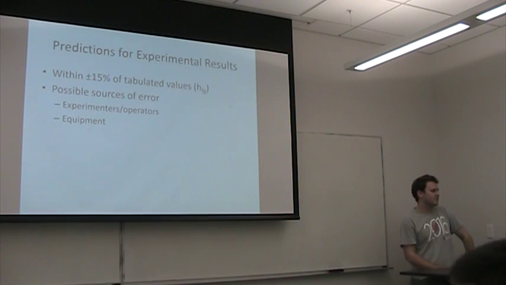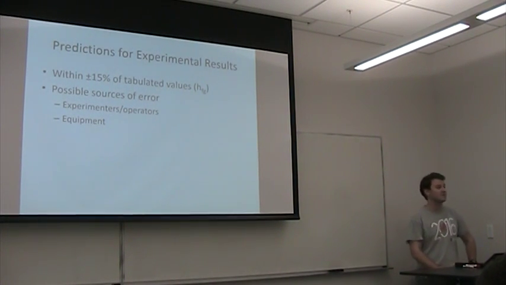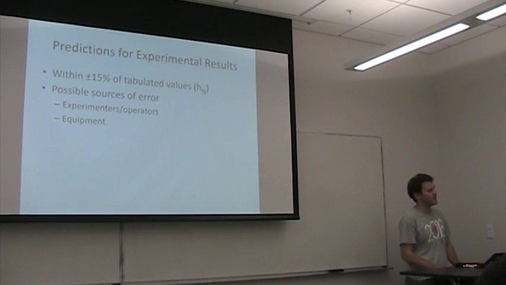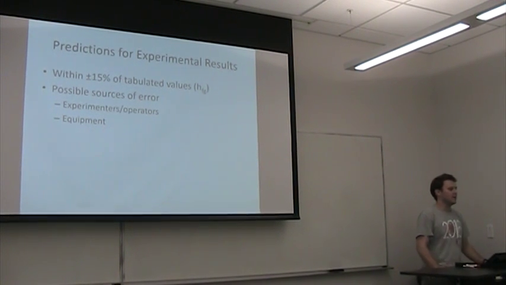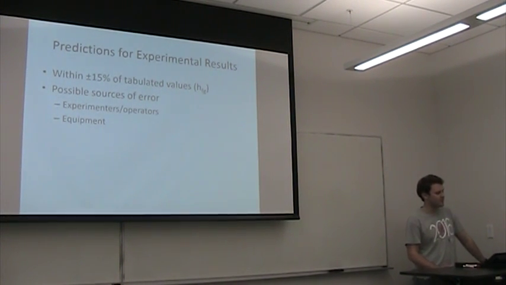Some predictions for this experiment, for the experimental results. I predict that the results will fall within plus or minus 15% of tabulated values, and I think this will happen because of 2 possible sources of error, one being the experimenters or the operators. That's a large uncertainty there. And then secondly, the equipment. Equipment, as far as I'm concerned, might be used. It might not be in the best shape.